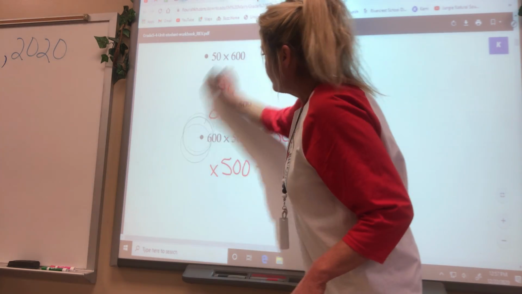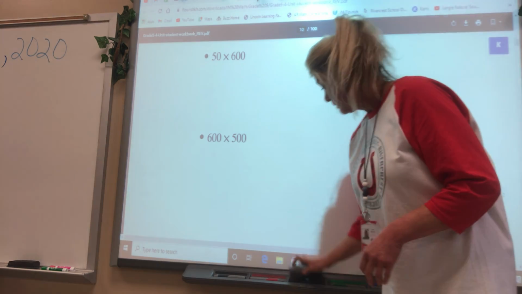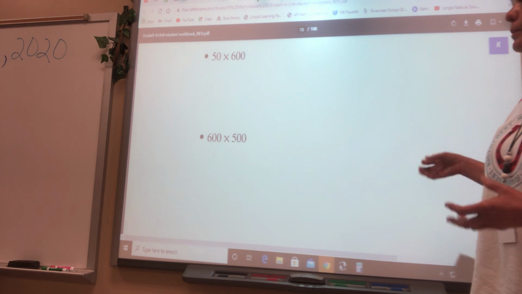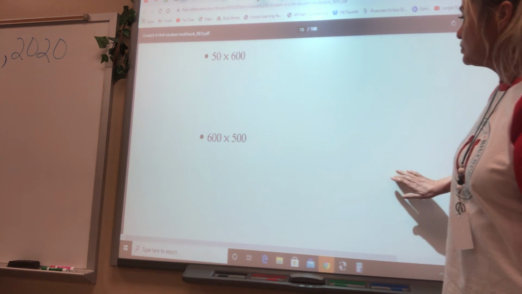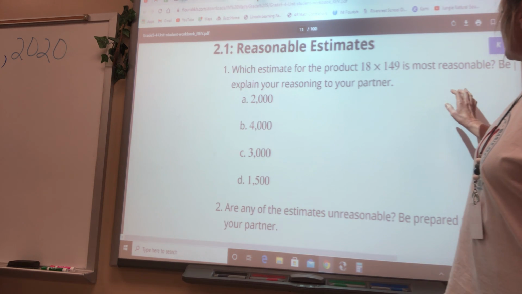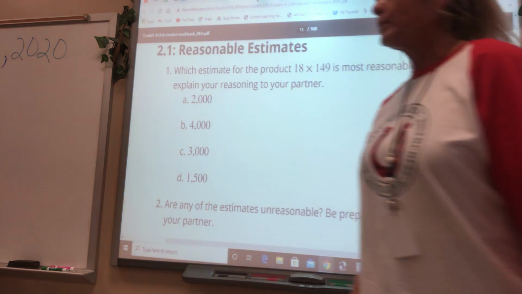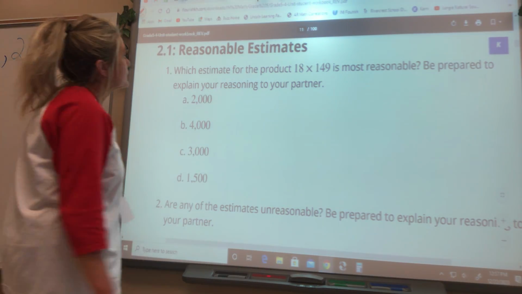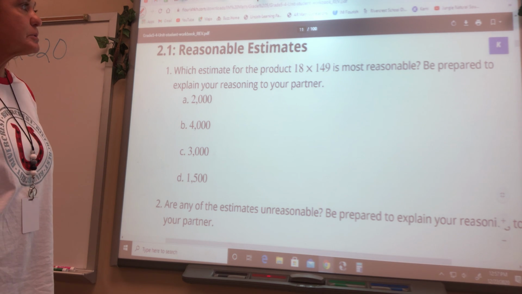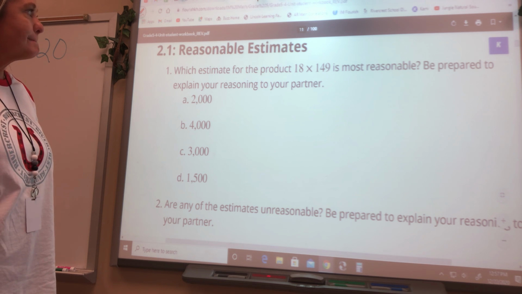So if one of the factors is increasing by 10 times, a multiple of 10, then your product will simply increase by that same place value. So you would have one more zero on the end. Okay, this one's asking us to do just reasonable estimates. We're still estimating. Which estimate for the product of 18 times 149 is the most reasonable?